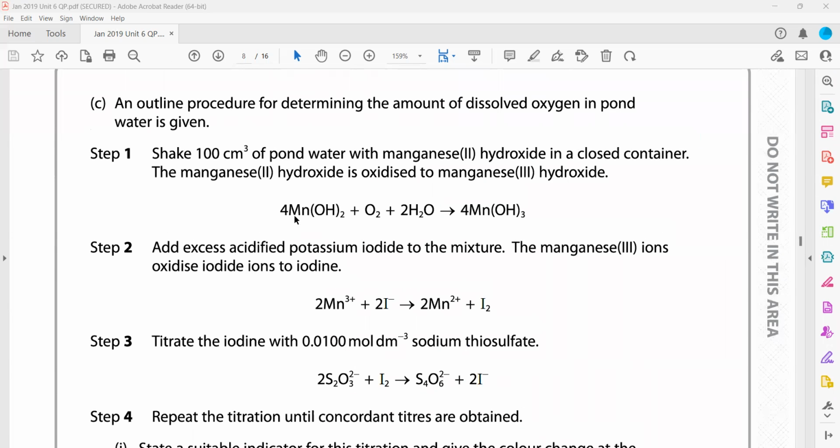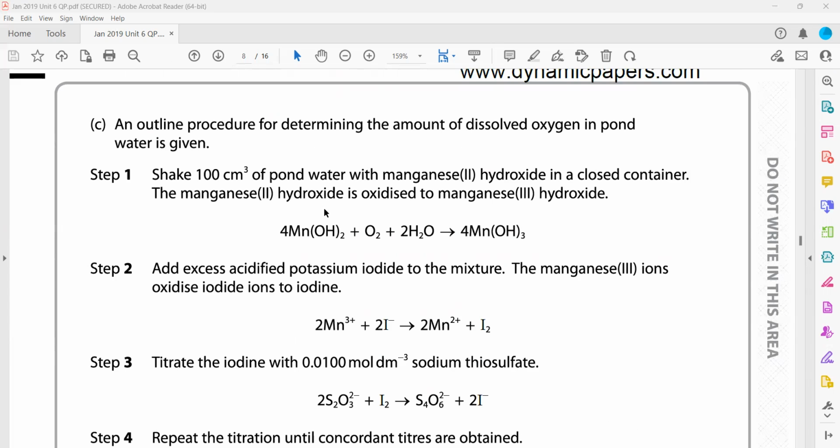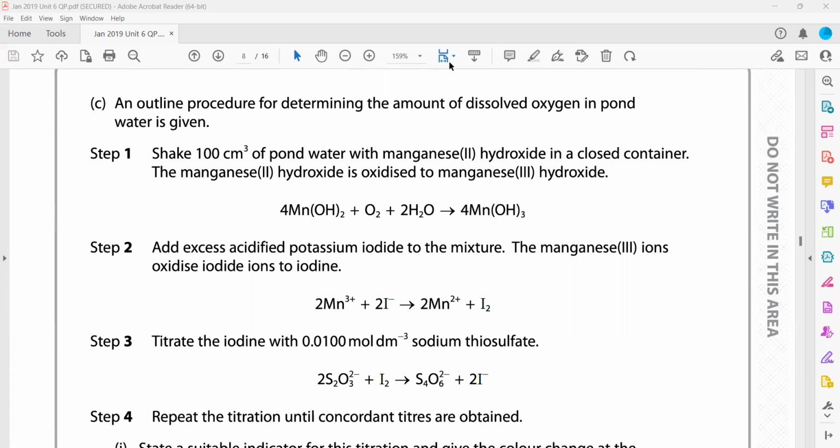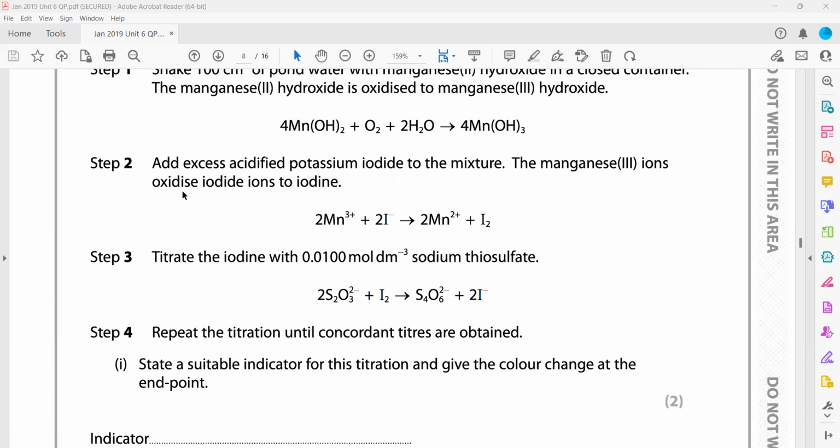The next is an outline procedure for finding the amount of dissolved oxygen in pond water. Shake 100 cm³ of pond water with manganese(II) hydroxide in a closed container. The manganese(II) hydroxide is oxidized to manganese(III) hydroxide. Then we add excess acidified potassium iodide.